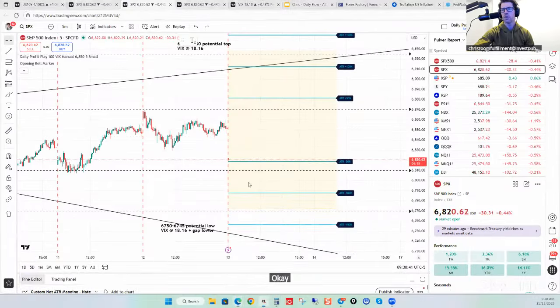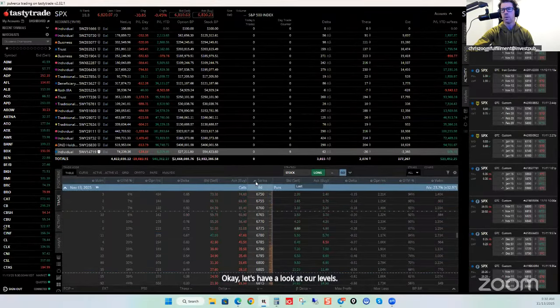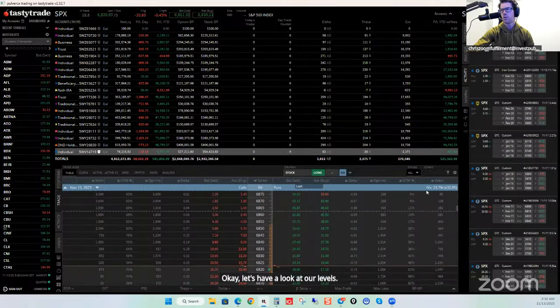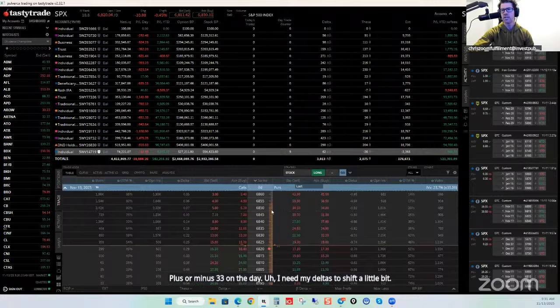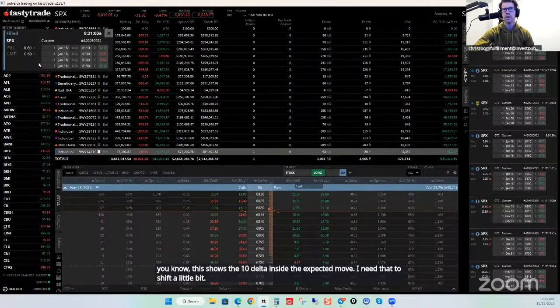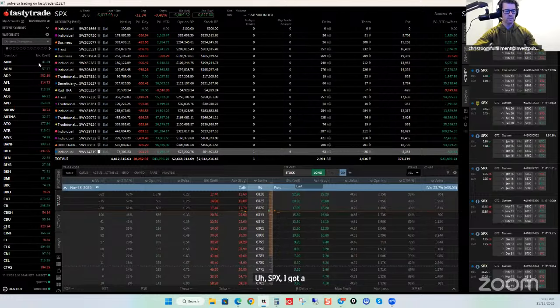Okay, let's have a look at our levels. Plus or minus 33 on the day. I need my deltas to shift a little bit. This shows the 10 delta inside the expected move. I need that to shift a little bit. SPX, I got a 60-cent fill. That would have been a waterfall pending order.